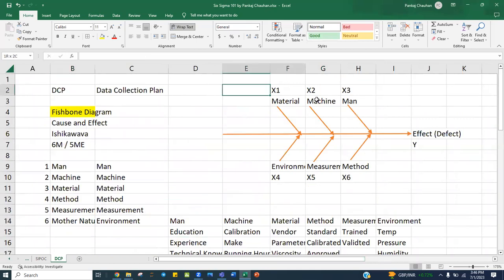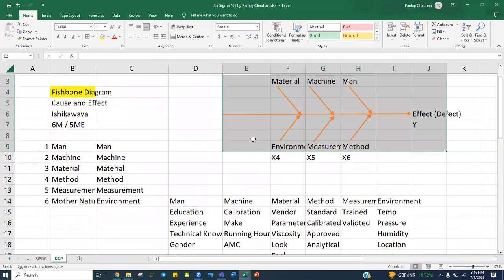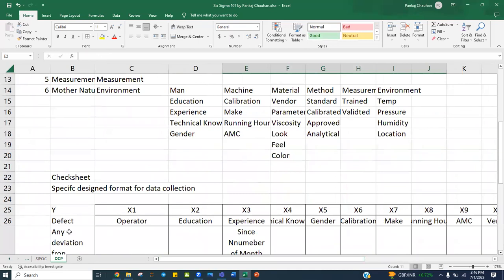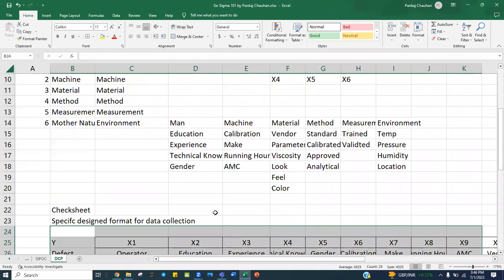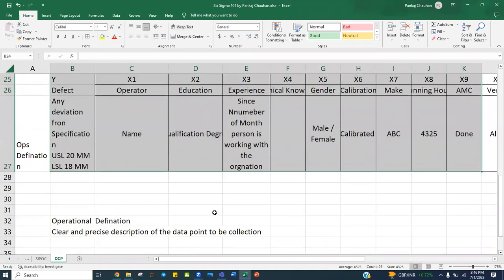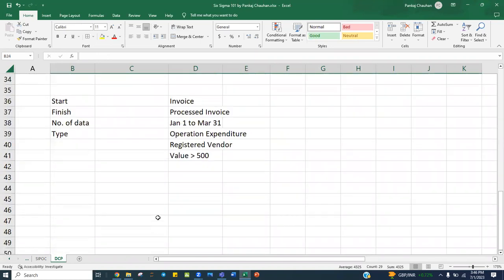First, you identify what factors can be impacting. Then you write down the operational definition of each in the form of a check sheet, list down the numbers, find out how many data points you are going to collect as per the sample size, which you are going to learn in the upcoming session, and then start collecting the data.